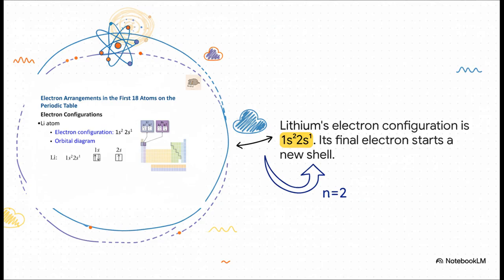Okay, let's see how this works with an actual element, like lithium. It has 3 electrons, so where do they go? Following our rules, the first 2 electrons fill up that s orbital in the very first energy level. That level's now full, so the third electron has to go start a new level. It goes into the s orbital of the second energy level. We'd write its address out as 1s² 2s¹.